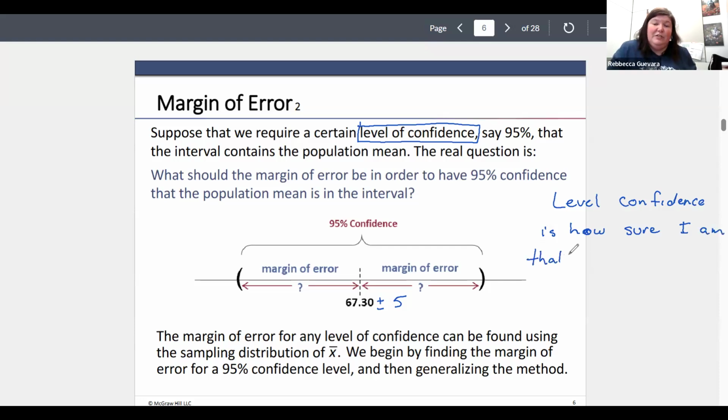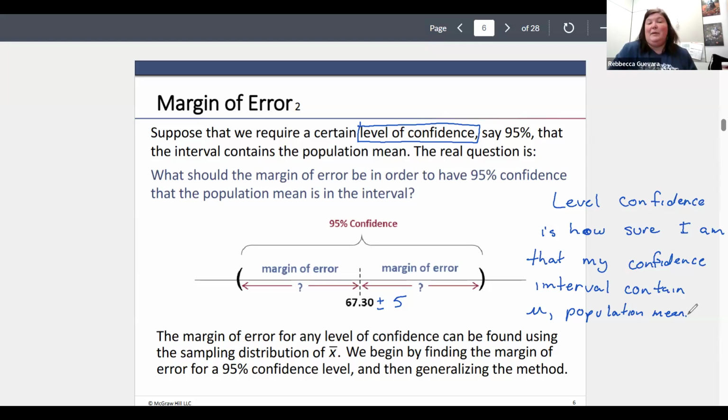This is how sure I am that the confidence interval contains mu, or my population mean. And as you're seeing there, as I was talking about my different levels of confidence, I was changing that margin of error. So if I have a very large margin of error, I'm much more confident that I'm going to capture that population mean. If I have a smaller margin of error, I'm much less confident that I'm going to capture that population mean.